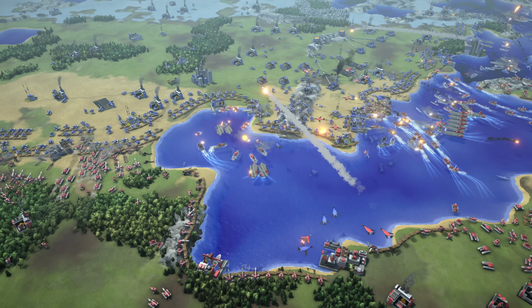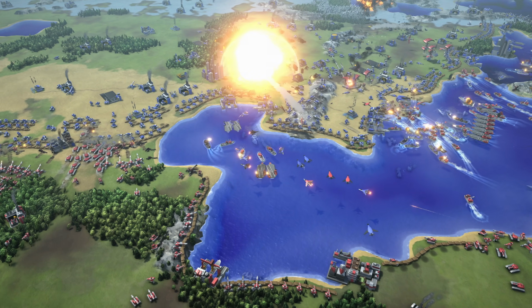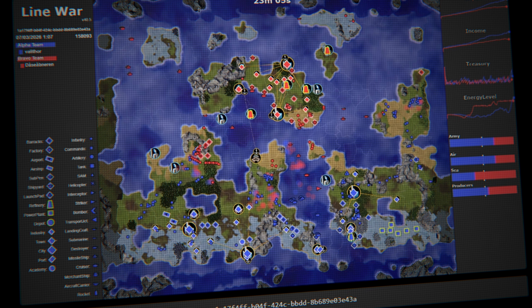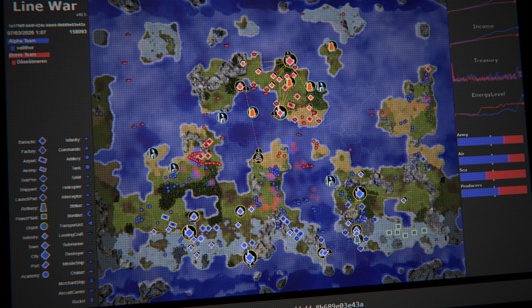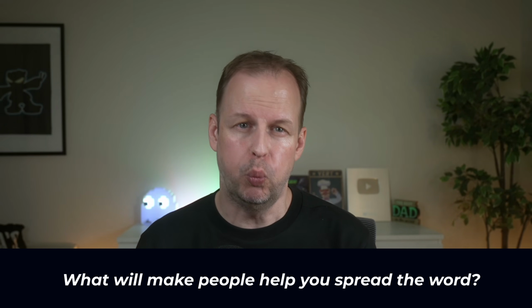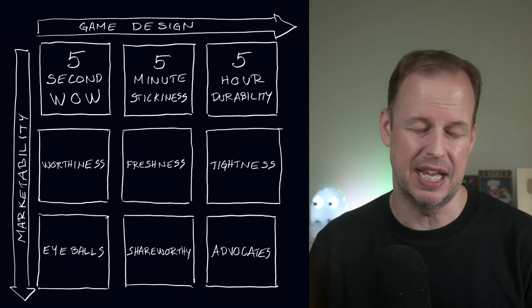In Line War, people contributed to the wiki. They created battle spreadsheets, they helped balance the game and spread the word for free. Others built tools like a replay analyzer and even implemented features in the game like a replay, seek, and rewind feature. Great. So ask yourself, what can I add to my game that makes people want to help me and spread the word? Success isn't luck, it's hitting as many of these 9 cells as possible.